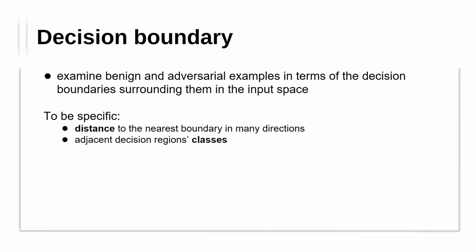Second, they propose to analyze the decision boundaries around the adversarial samples they generate or benign samples. To be more specific, for each sample they evaluate the distance to the nearest boundary in different directions, and they also record the adjacent decision regions. That means if the predicted class flips, they record the new class.